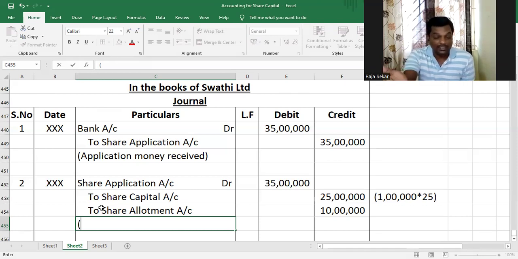On that also he would have paid certain money. Am I right or not, my dear children? So that extra money, instead of refunding to A, because I have not allotted shares to him, I am supposed to refund the extra application money. I'm supposed to refund the money on the rejected applications to him.